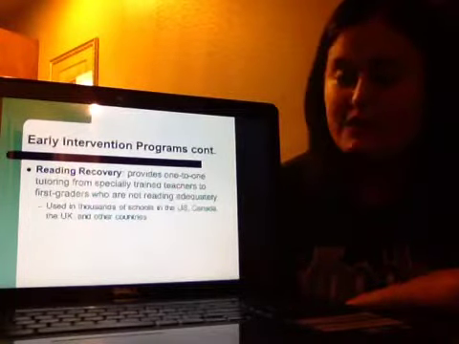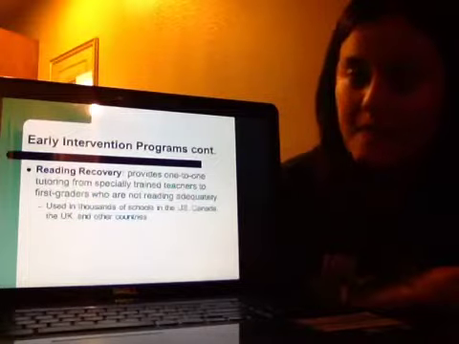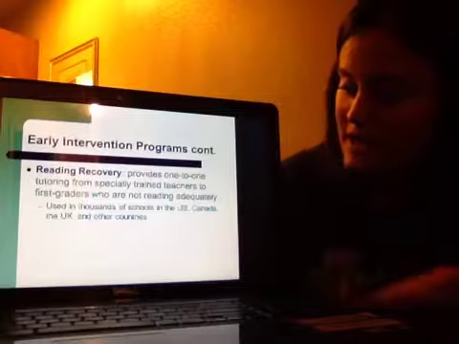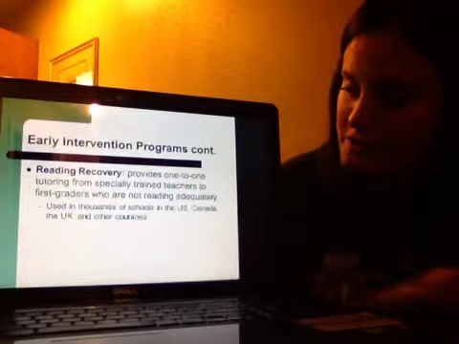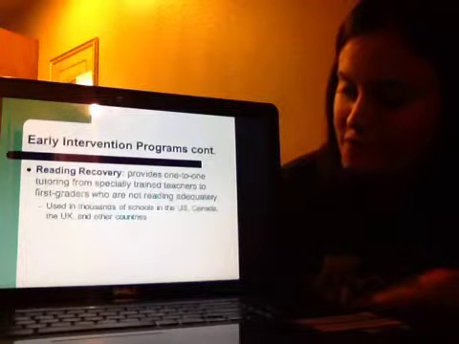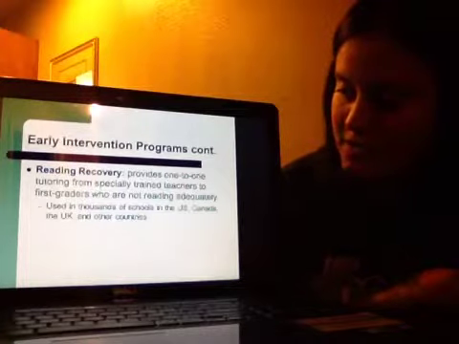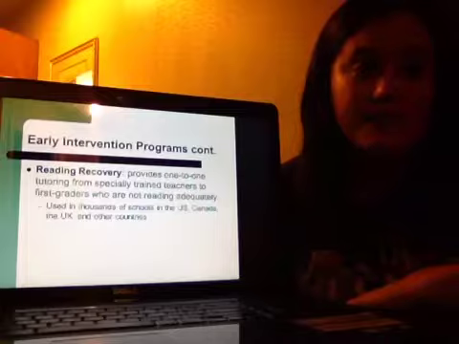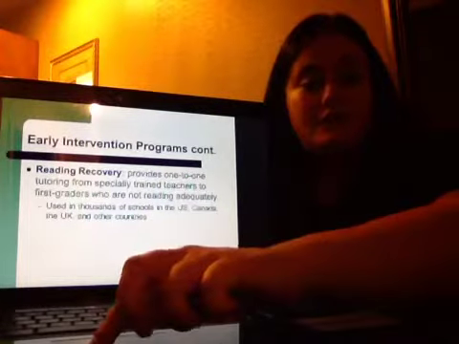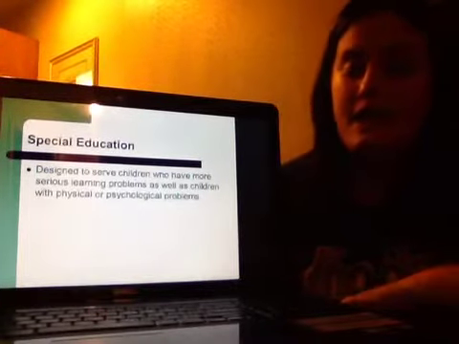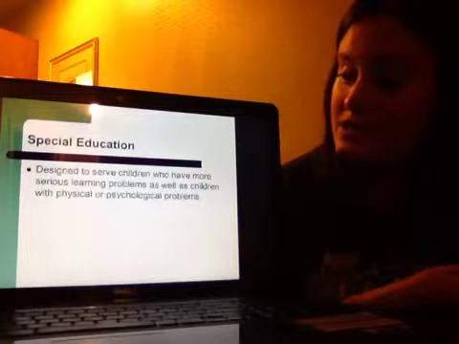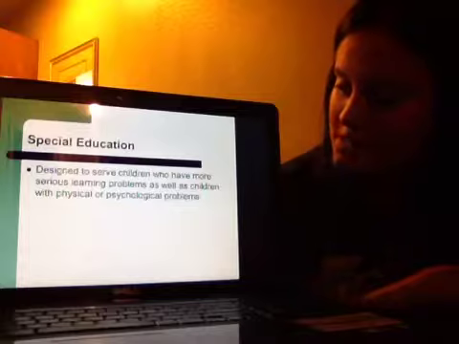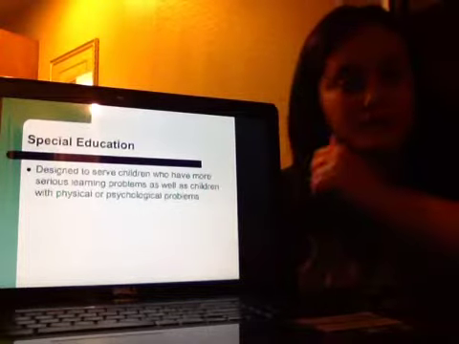For early intervention programs, one of the most well-known ones is called Reading Recovery. It provides one-on-one tutoring from specially trained teachers to first graders who are not reading adequately, and it's used by thousands of schools in the U.S., Canada, and the UK also, and other countries. And special education programs are designed to serve children who have more serious learning problems as well as children with physical or psychological problems.